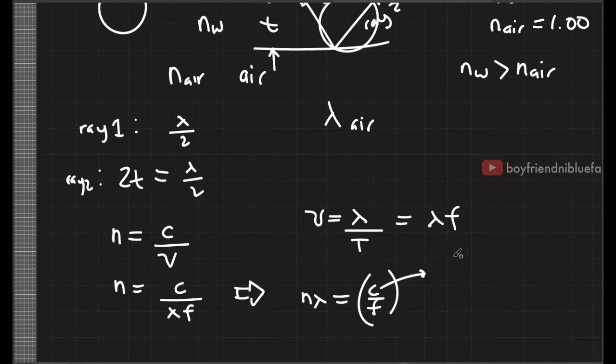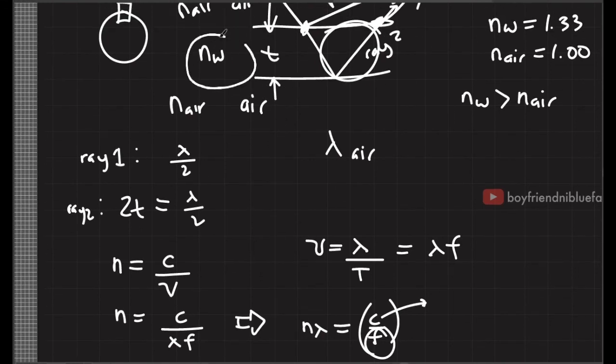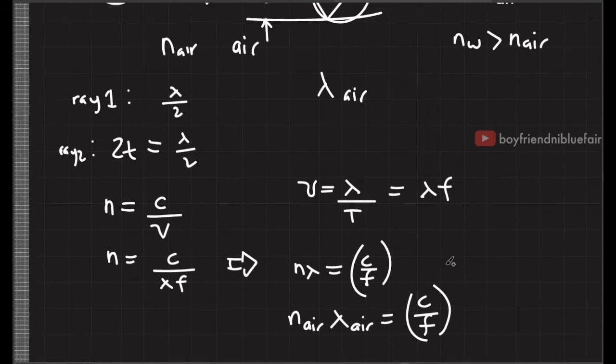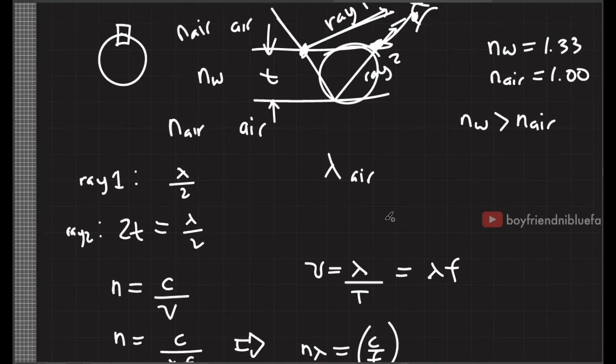The speed of light is always constant and equal to 3 times 10 raised to 8 meters per second, and the frequency of light remains the same whether the wave travels in air or in water. So this factor here is constant. When the wave travels in air, we could represent its refractive index as n sub air and its wavelength as lambda sub air, and it's equal to a constant, c over f. Again, the frequency of the light wave remains constant whether it's passing through a medium of lower refractive index or a medium with high refractive index.